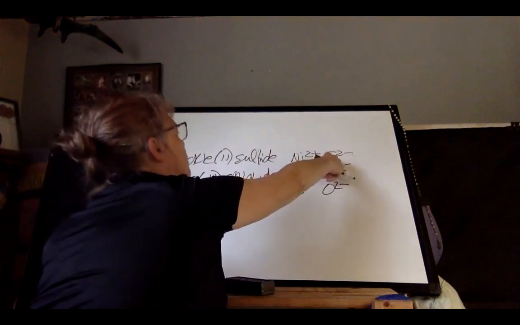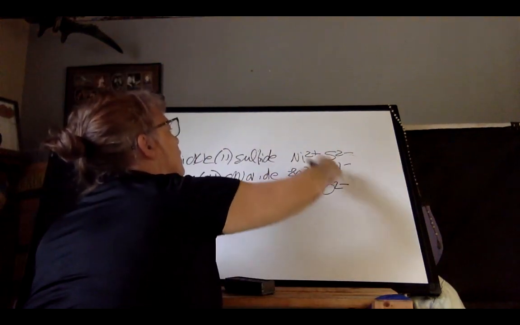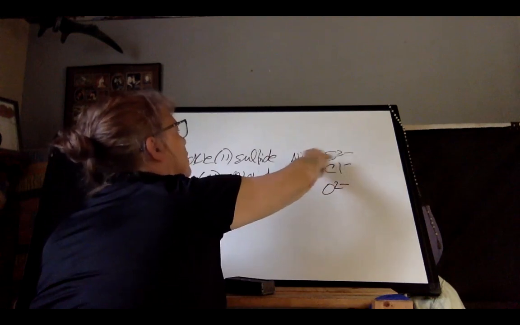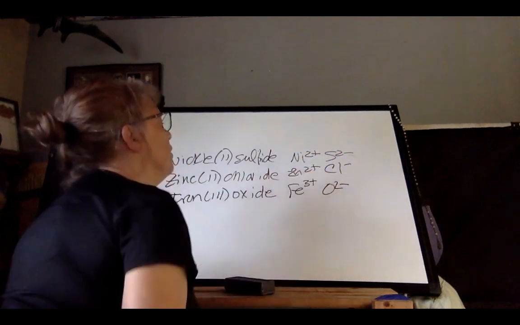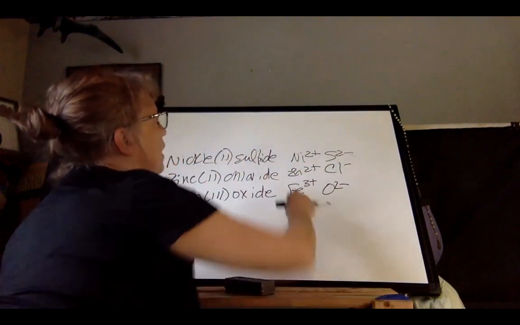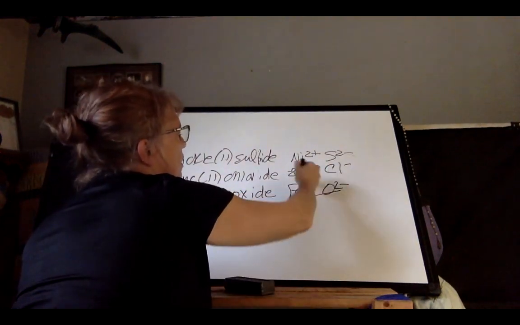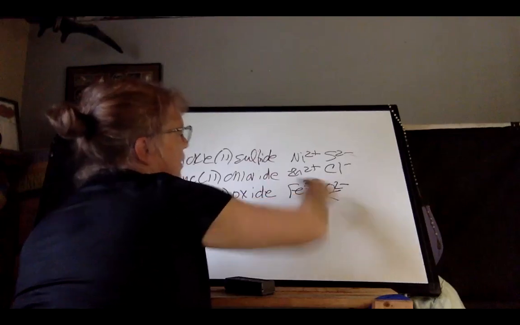So now we're just going to balance out the charges. Nickel and sulfide, you need 1 of each. Zinc and chloride, you need 2 chlorines to go with that zinc. And iron and oxygen, you can just put the 2 down here and the 3 down there.